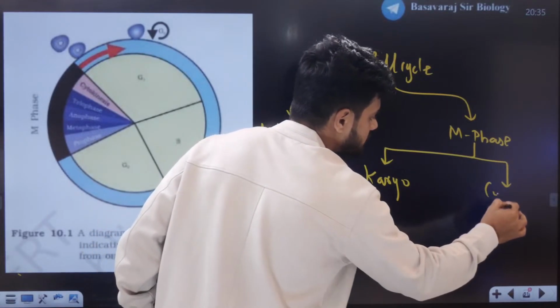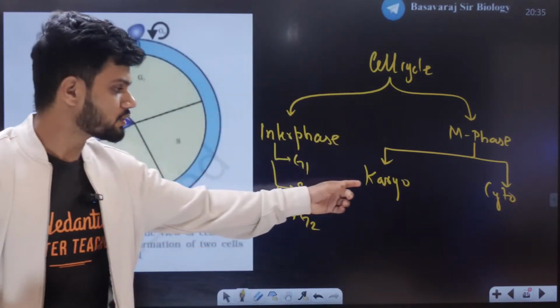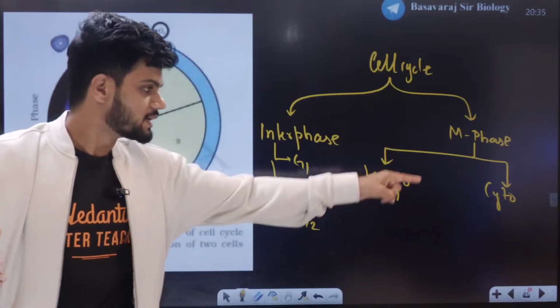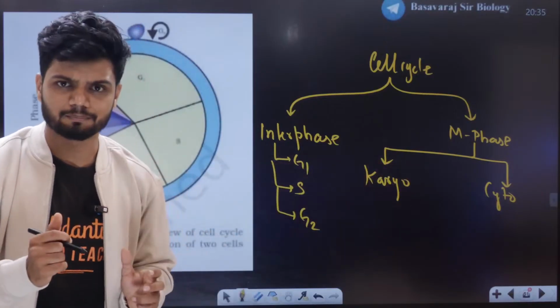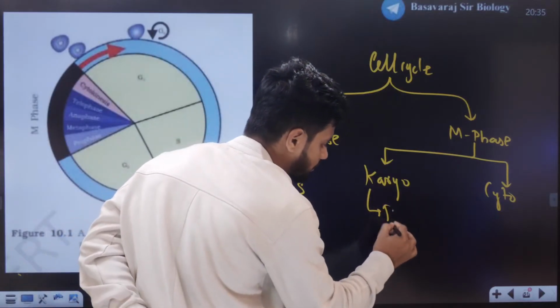Karyokinesis and cytokinesis. Karyokinesis is a division of nucleus. Cytokinesis is division of cytoplasm. Karyokinesis is further divided into PMAT.